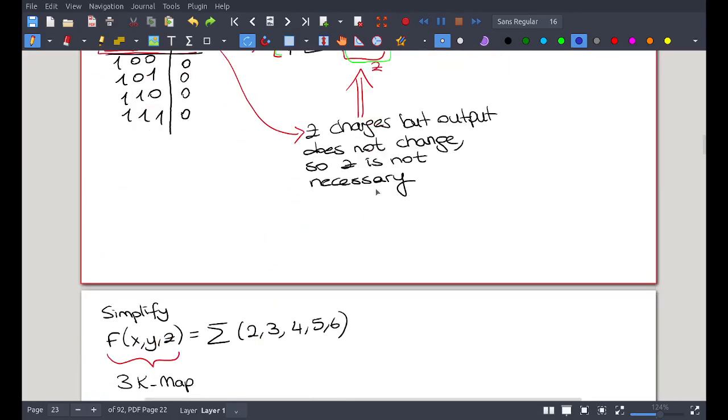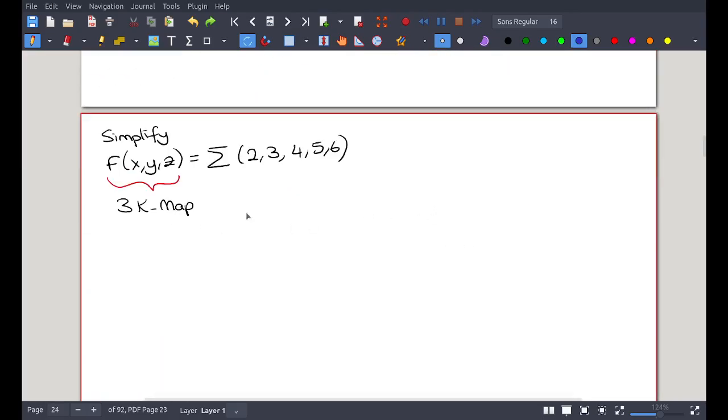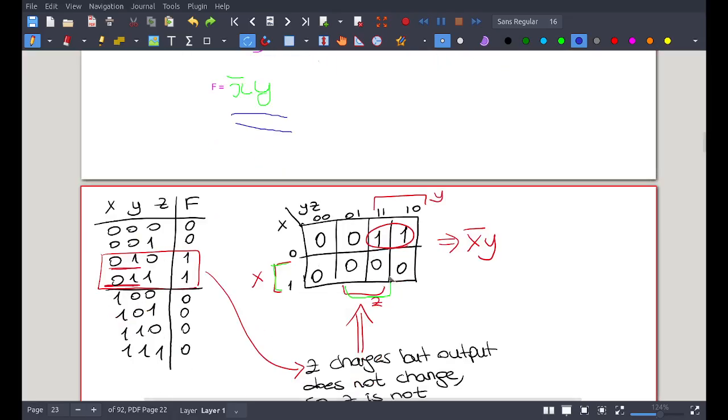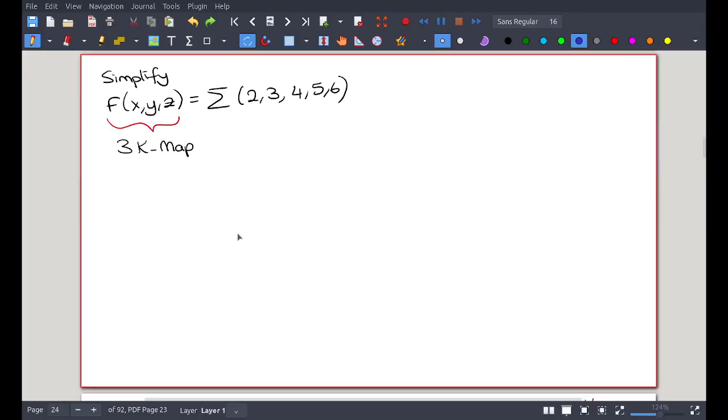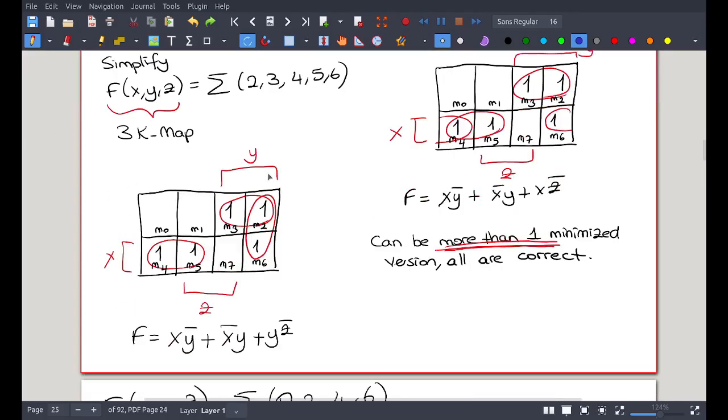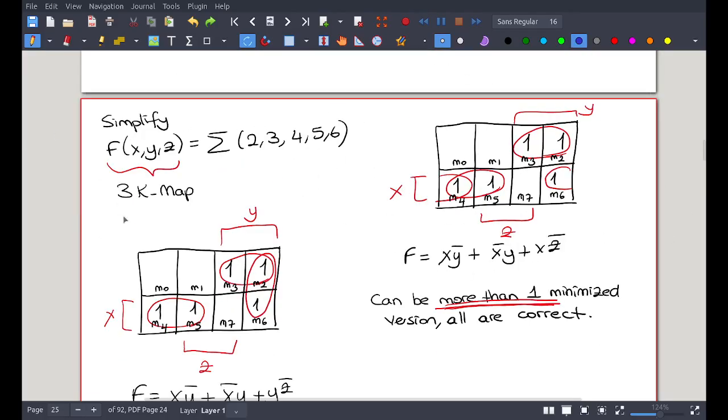Z changes but output does not change, so Z is not necessary. Okay, so what that means is, even if the value of Z changes, the output doesn't change, and therefore we don't take it. Now the 3-variable K-map, it's the same thing. I'm gonna take another example.